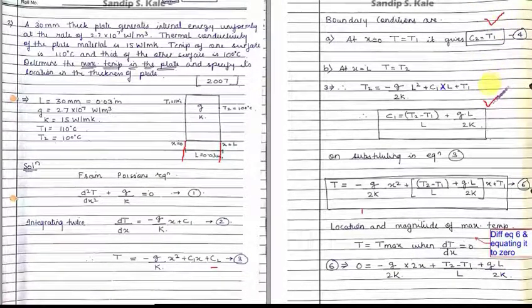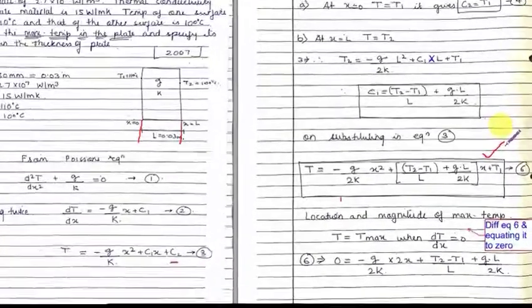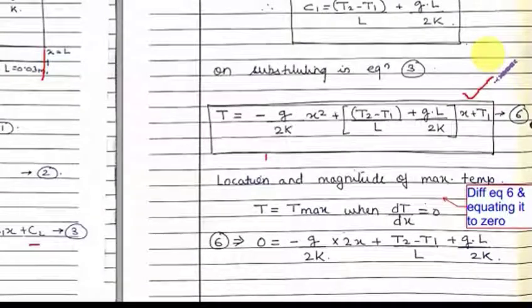Now we will substitute both the values in equation number 3, and you will get this equation. This is nothing but the temperature distribution equation. This is the first part which you are usually supposed to find out if you are asked. Next, you are supposed to find out the maximum temperature and the location.